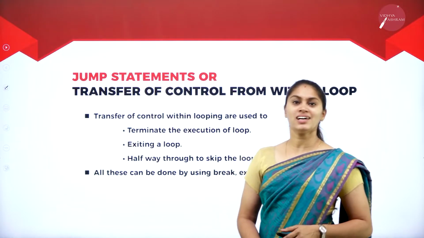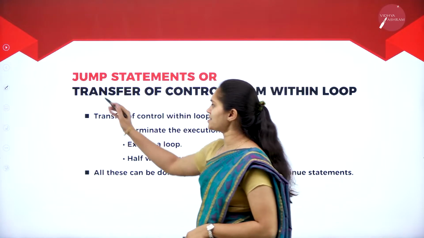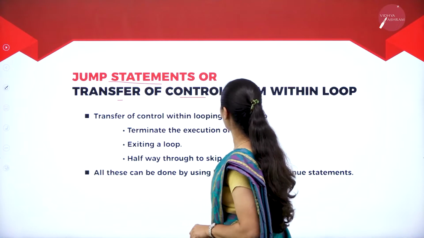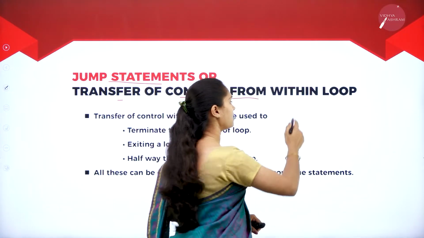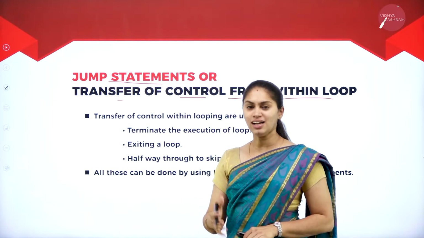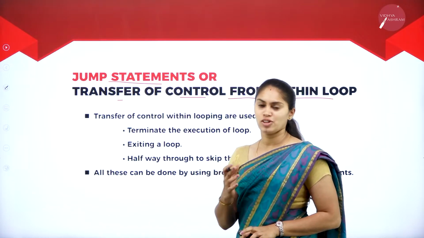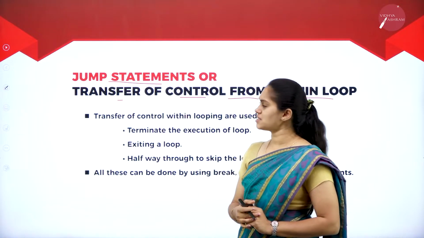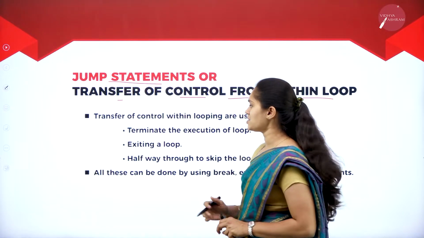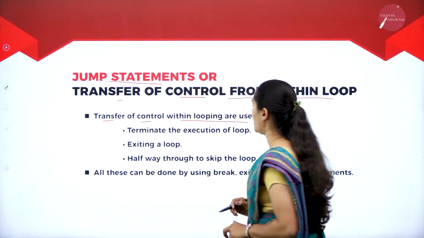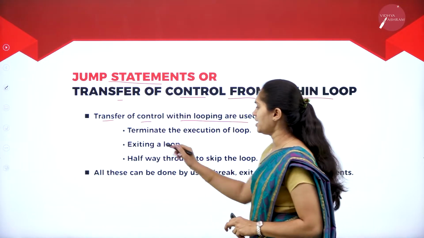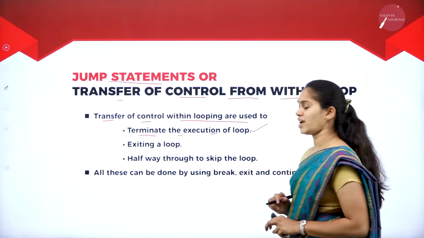So now we'll see about the jump statement. So what is this jump statement? A jump statement is also called transfer of control from within a loop. When I want to have control or alter the execution of statements within the loop, then we use this jump statement. So the transfer of control within looping is used, and the main usage of these jump statements is in order to terminate the execution of a loop.